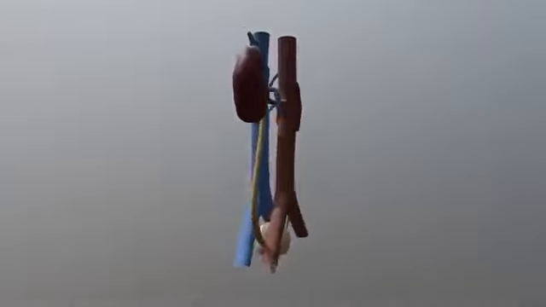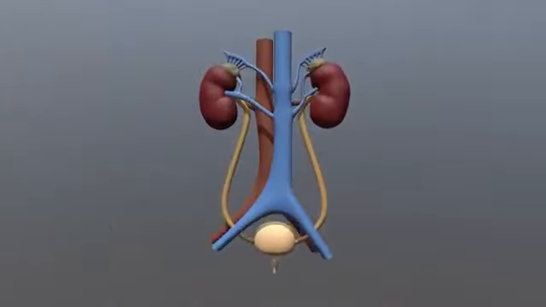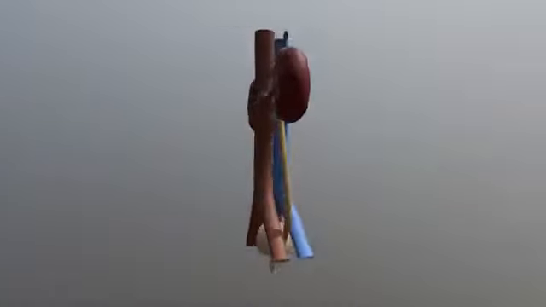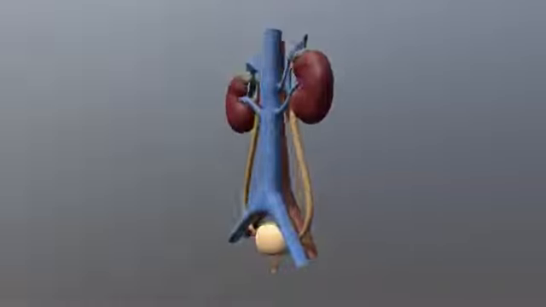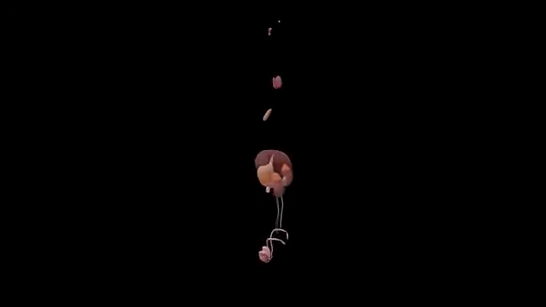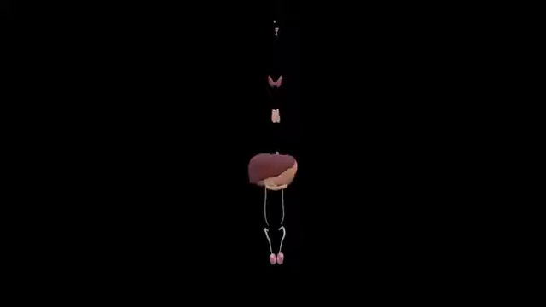In addition to removing waste products, the urinary system helps to regulate the body's electrolyte balance and blood pressure, and plays a role in the production of red blood cells. Number 8. The endocrine system. The endocrine system is the body system that is responsible for the production and secretion of hormones, which are chemical messengers that regulate various bodily functions.